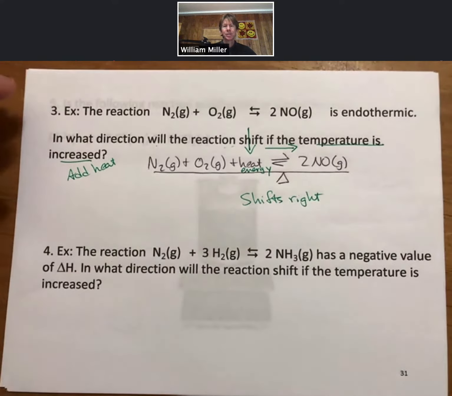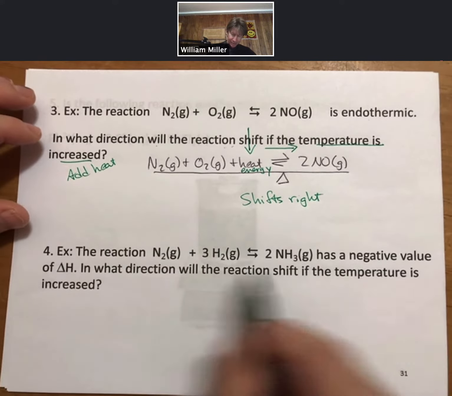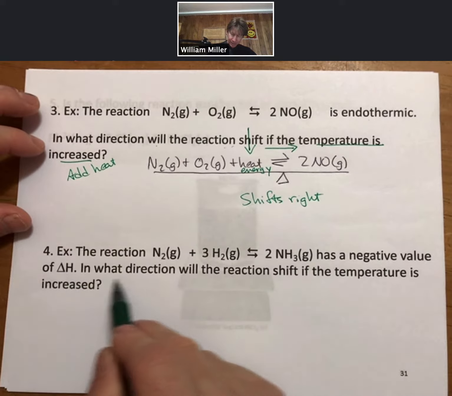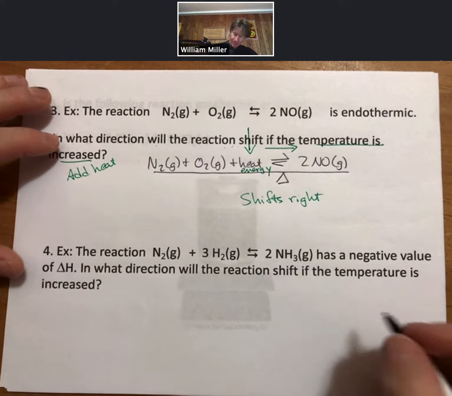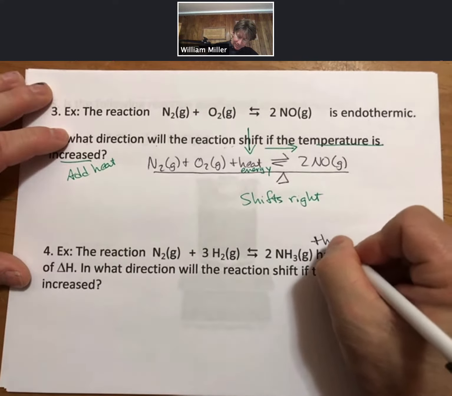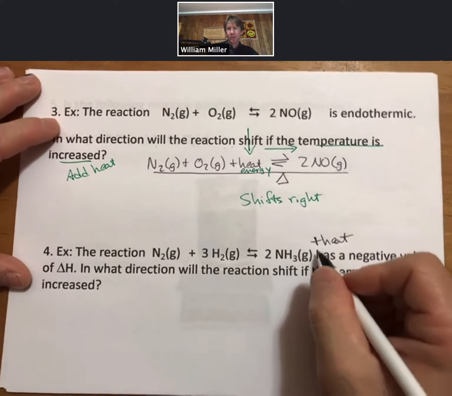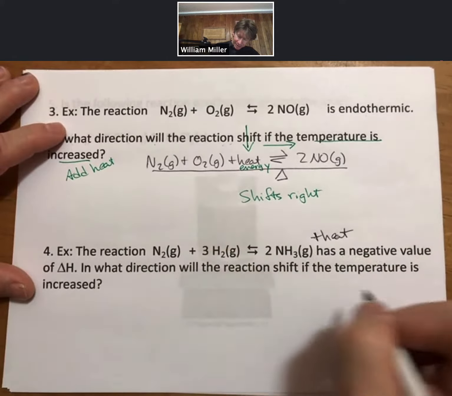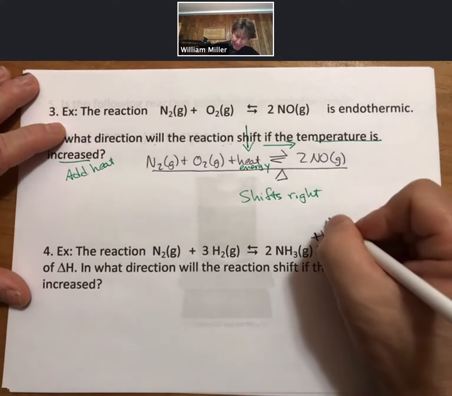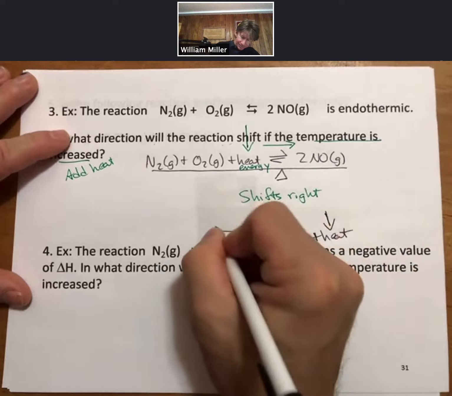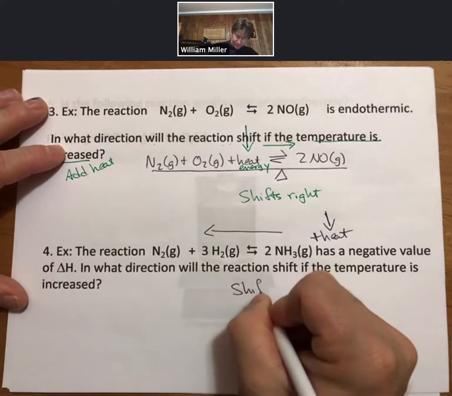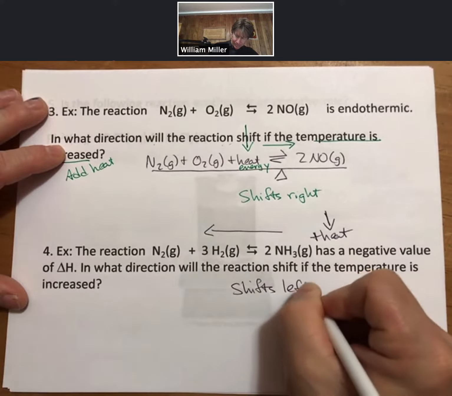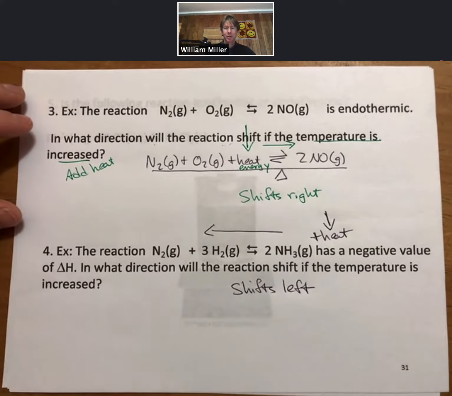To reestablish equilibrium. This reaction has a negative value of delta H. In what direction will the reaction shift if the temperature is increased? Well, here we have heat on the product side. We add heat, and the reaction shifts left to reestablish equilibrium.